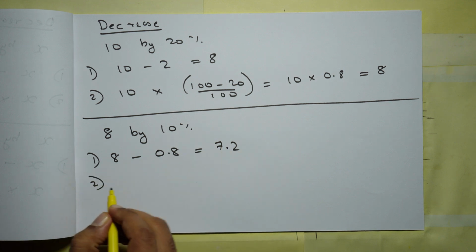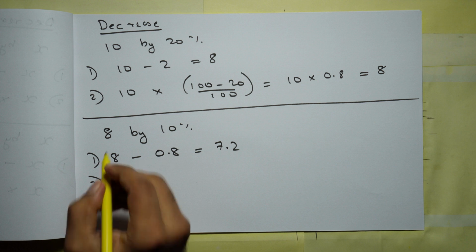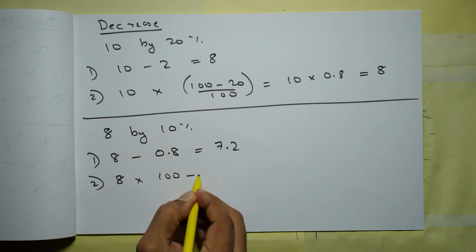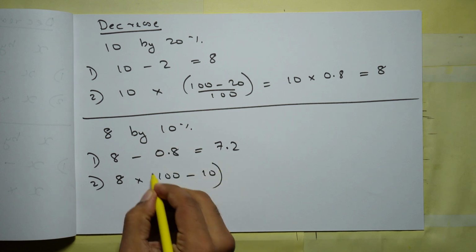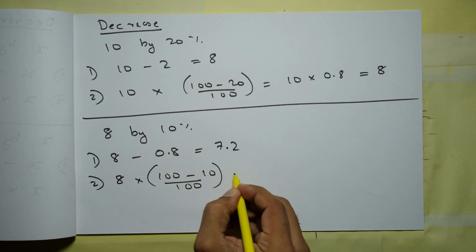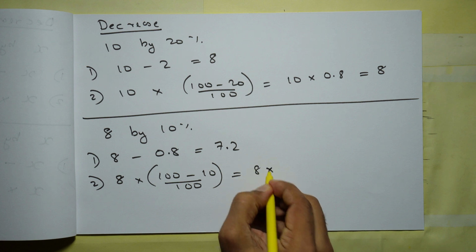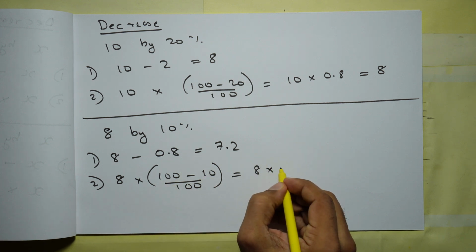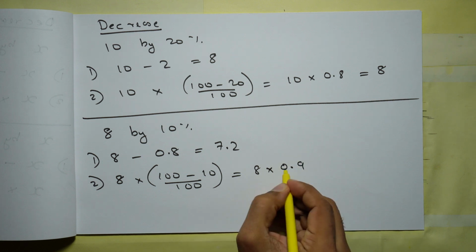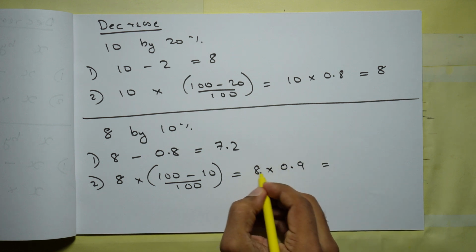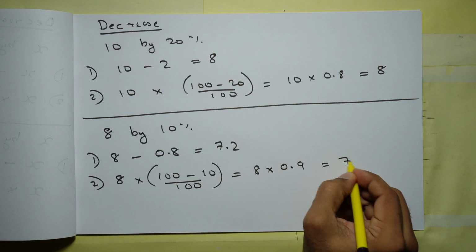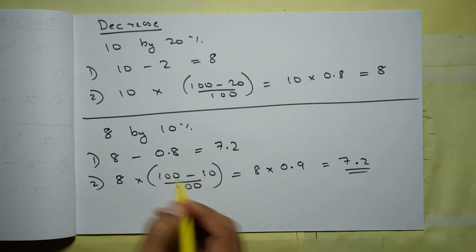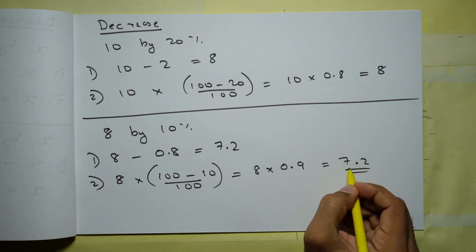The other method is like this. You have this value 8. You need to reduce it by 10%. So 8 into (100 minus 10) by 100. So that will be 8 into (100 minus 10), 90. 90 by 100 gives you 0.9. So 8 into 0.9, that is 8 into 9 is 72, by 10 gives you 7.2. So if you reduce 8 by 10%, you will get 7.2.